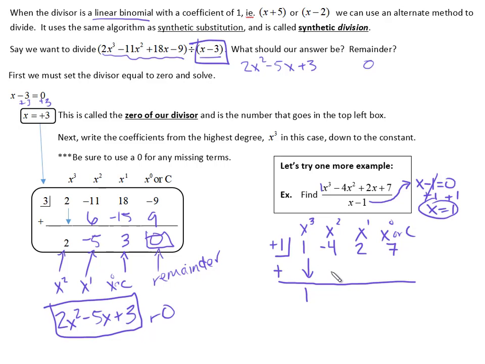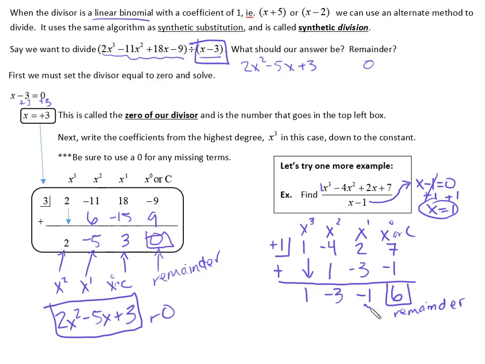Okay, 1 times 1 is 1. And then when we add, we get negative 3. Negative 3 times 1 is negative 3. When I add, we get negative 1. Negative 1 times 1 is negative 1. When we add, we get 6. And so this 6 is my remainder. So that tells me it did not divide nicely. X minus 1 is not a factor, but we can still write our answer.